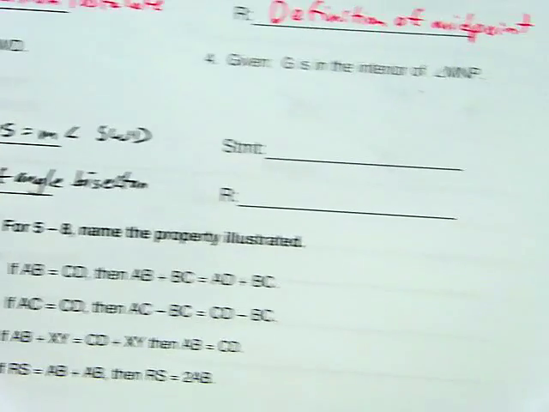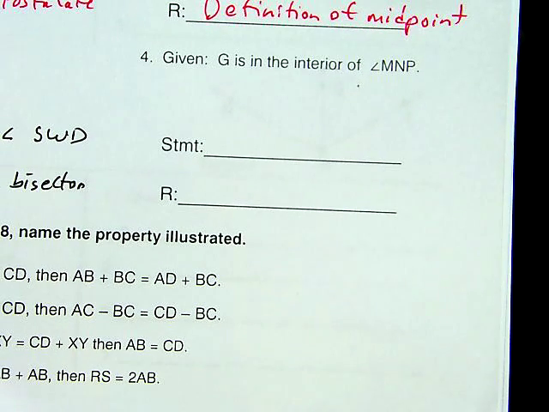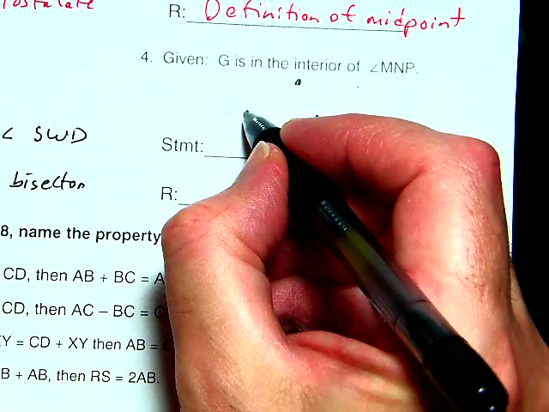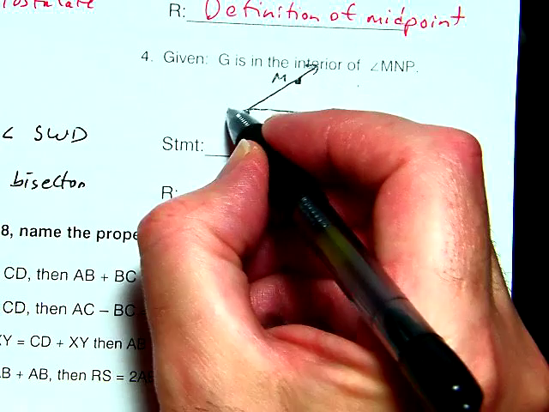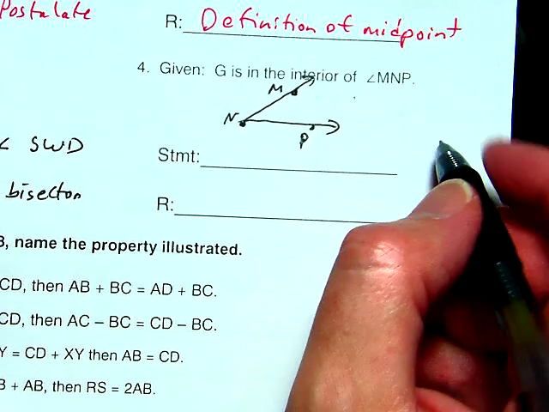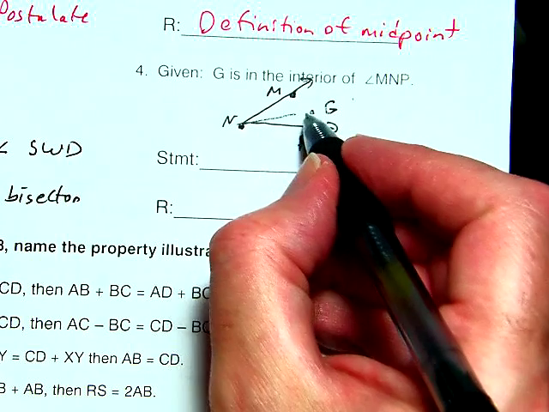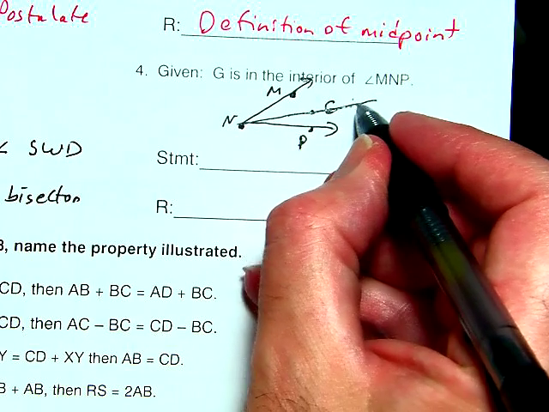And let's go on to number 4. G is in the interior of angle MNP. So let's draw angle MNP. MNP, that's the angle MNP. And let's place G in the interior. Not necessarily symmetrically in the interior. It could be closer to one line than the other. And what would our statement here be?